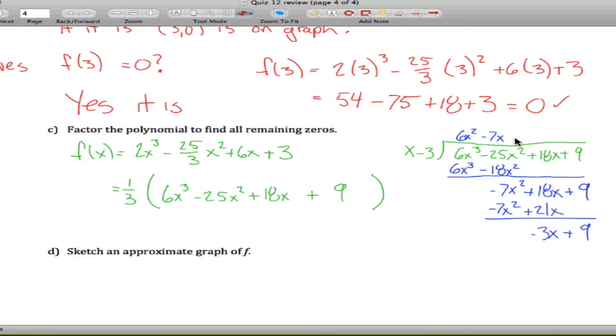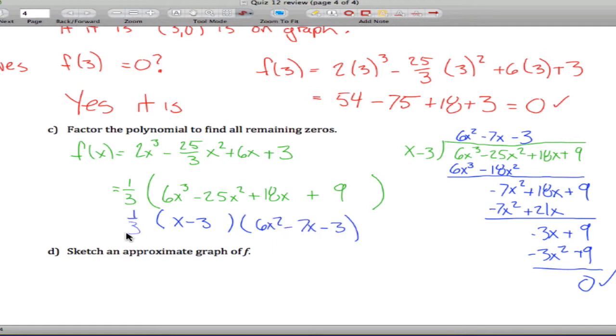We'll get rid of this negative 3x. Better put a negative 3 up here. Negative 3 times x is negative 3x. Negative 3 times negative 3 is positive 9. I subtract, I get 0. That's a good thing. You want to get no remainder. Because if you get no remainder, that tells you that this polynomial right here is just x minus 3 times 6x squared minus 7x minus 3. And don't forget, you still have this 1/3 out in front. So now I have it as a linear term and a quadratic term.